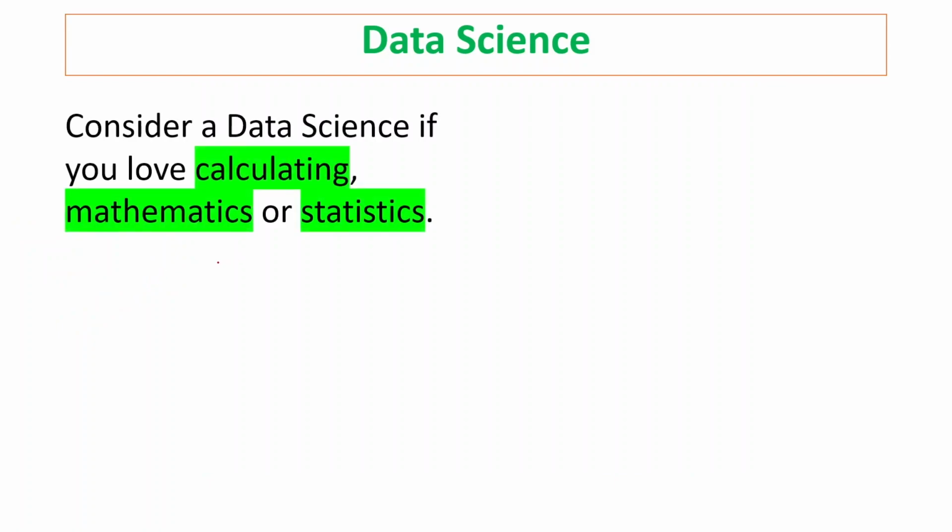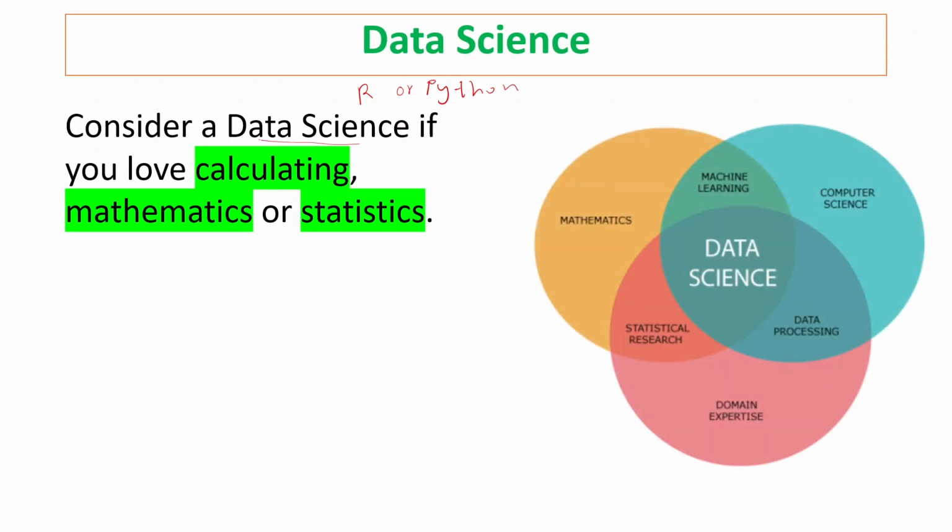Consider data science if you love calculating mathematics or statistics. If you love statistics or mathematics, then this is the field for you. There is less programming when it comes to data science, but there will be more of a mathematics part. For example, you should know R and Python. You can learn these languages because they are high level languages and easier to learn. So it is a combination of mathematics, domain expertise, and computer science, right?